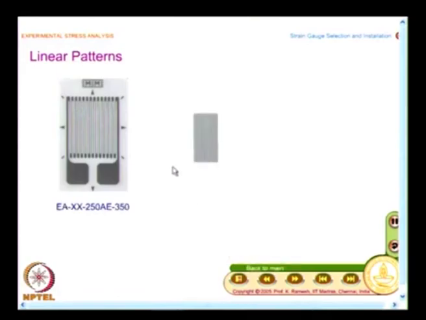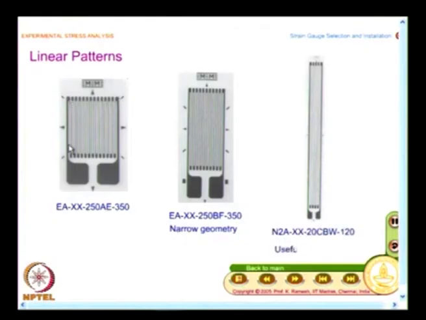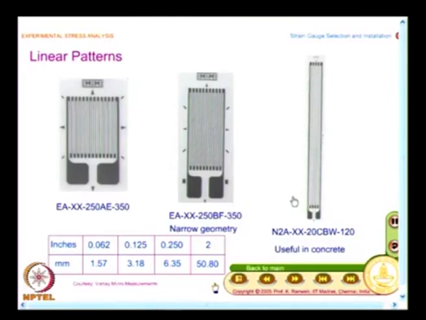And the idea here is to show a variety. I can have a very wide grid pattern. Why do you have the wide grid pattern? For heat dissipation. If heat dissipation is an issue, then go for a wide grid, otherwise go for a narrow grid. And this is the other extreme. You have a very long strain gauge, and you have to know that such strain gauges are really available. This is about 50.80 millimeter. This is very long and useful in concrete.